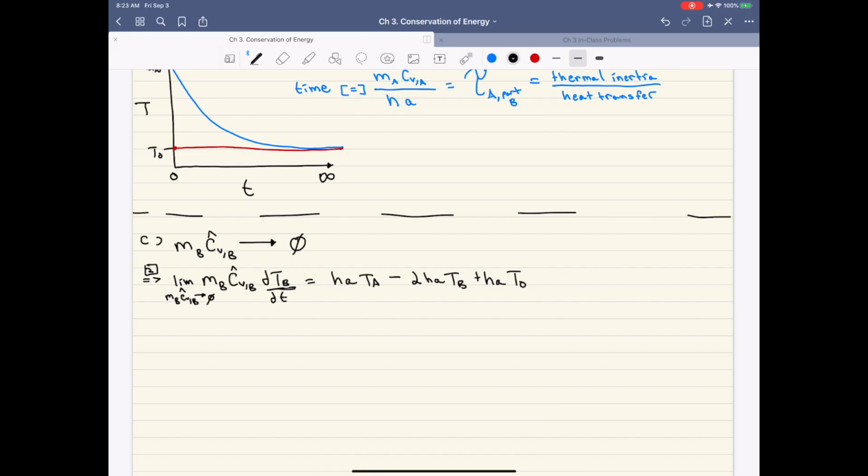And so this whole equation would just be equal to 0. Okay? And so what we end up with is an algebraic equation that we could then just solve for TB. And we get that TB is equal to TA plus T naught, all of that divided by 2. Okay, so mathematically that's just what happens.